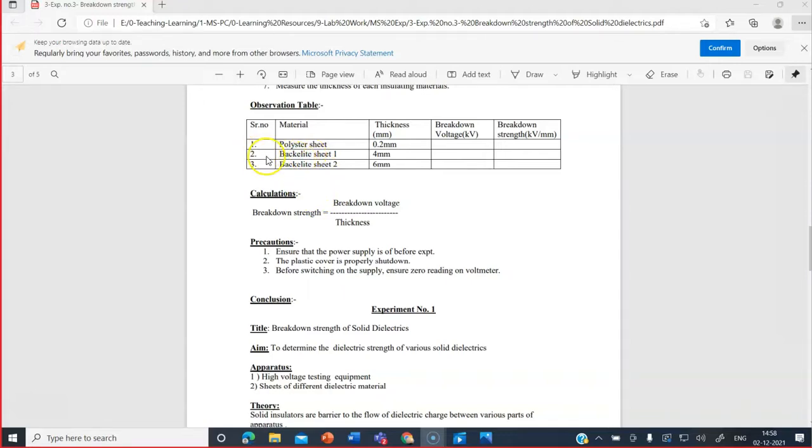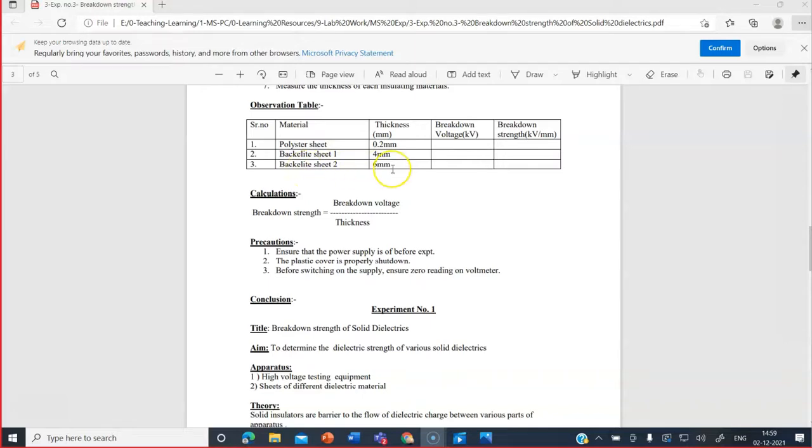Ma'am, the first material was polyester. The polyester breakdown voltage was 26 kV. Thickness is 0.35 mm. Then the second material. Note down the readings, students. Yes Pratik, tell. The second material was Neoflex. Neoflex thickness is 0.42 mm. Breakdown voltage 6 kV. Third material.